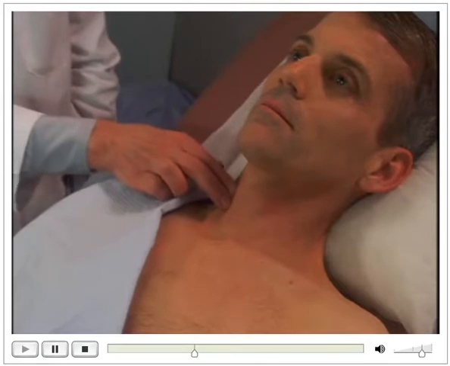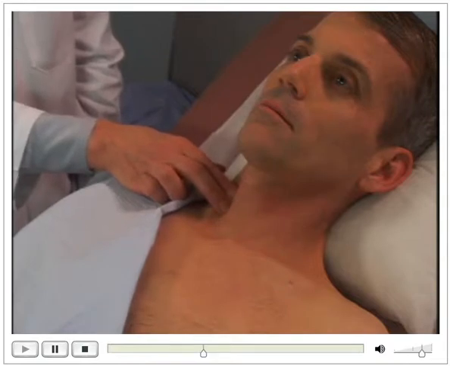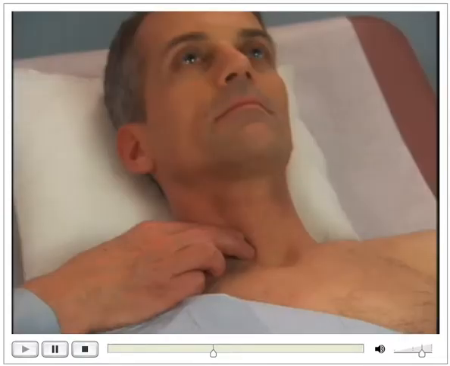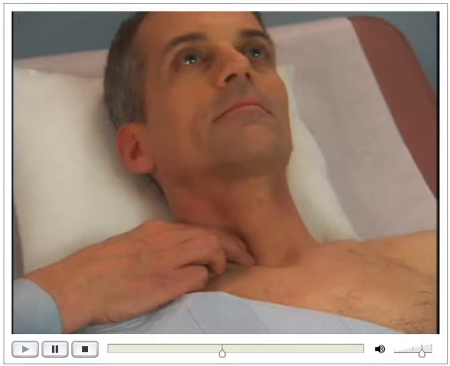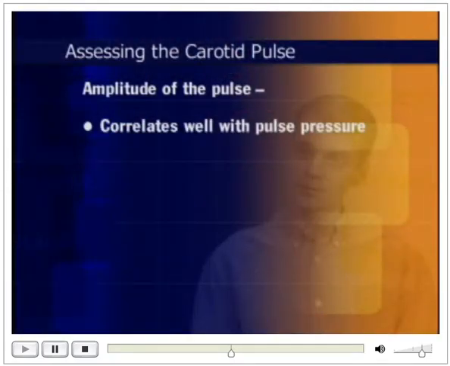Place your index and middle fingers, or your thumb, on the right carotid artery in the lower third of the neck. You should press just inside the medial border of a well-relaxed sternomastoid muscle, roughly at the level of the cricoid cartilage. Slowly increase pressure until you feel a maximal pulsation. Then slowly decrease pressure until you best sense the arterial pressure wave and contour. Try to assess the amplitude of the pulse. This correlates reasonably well with the pulse pressure.